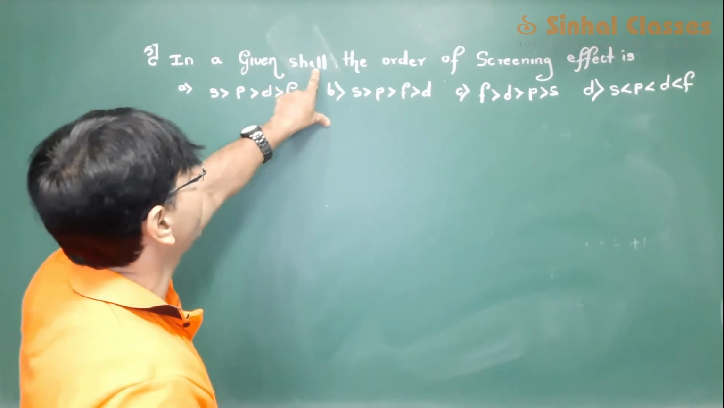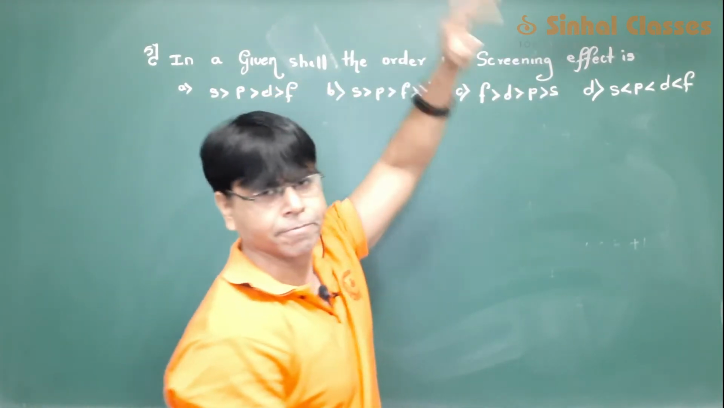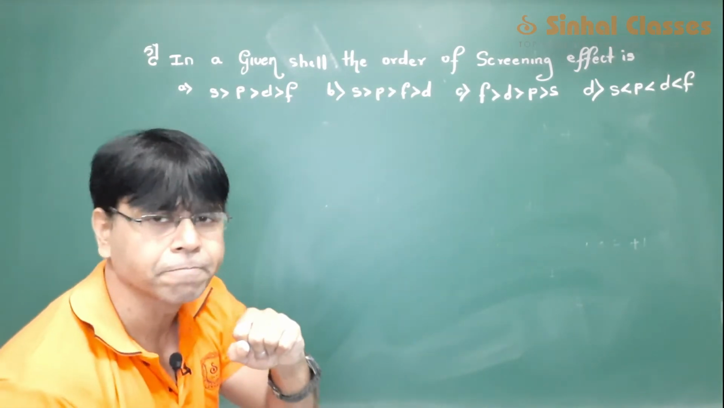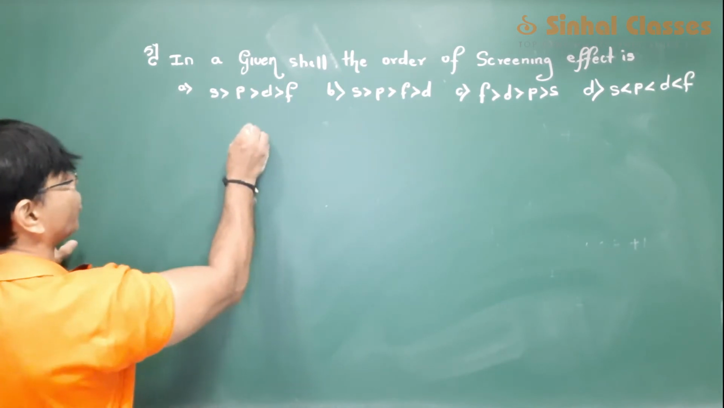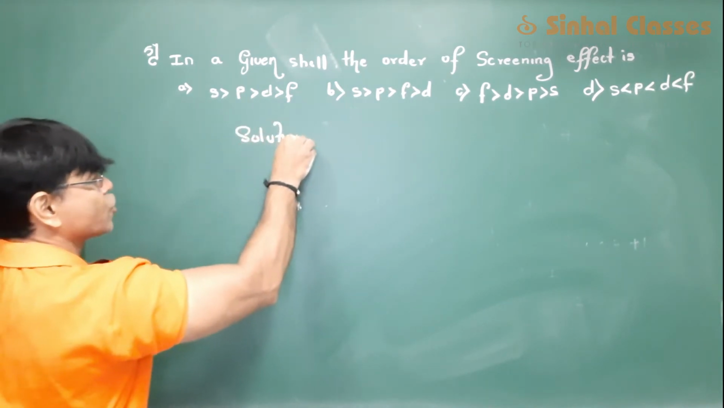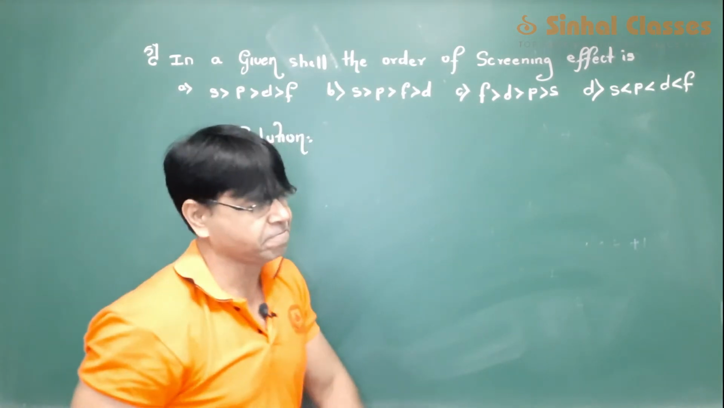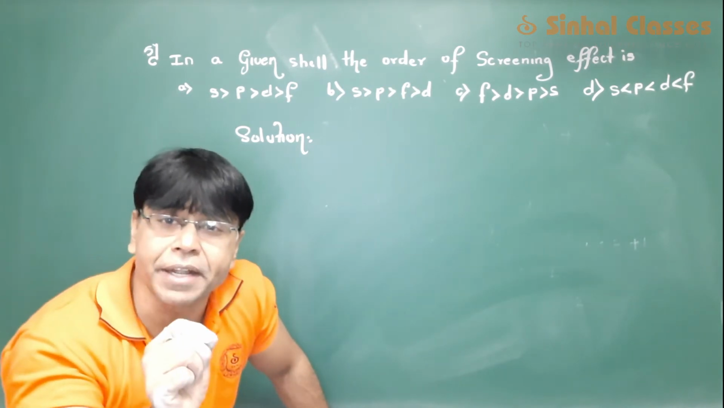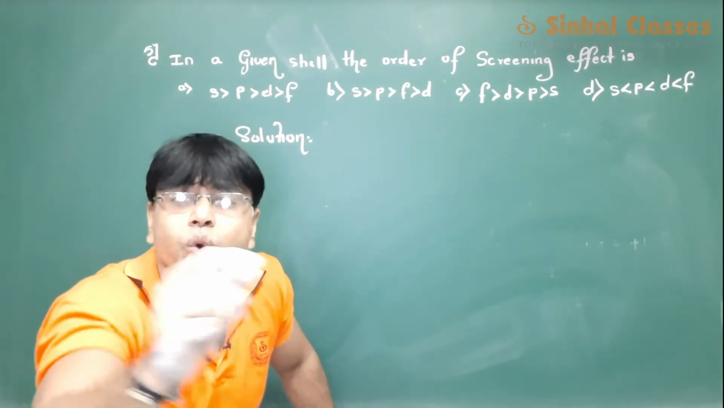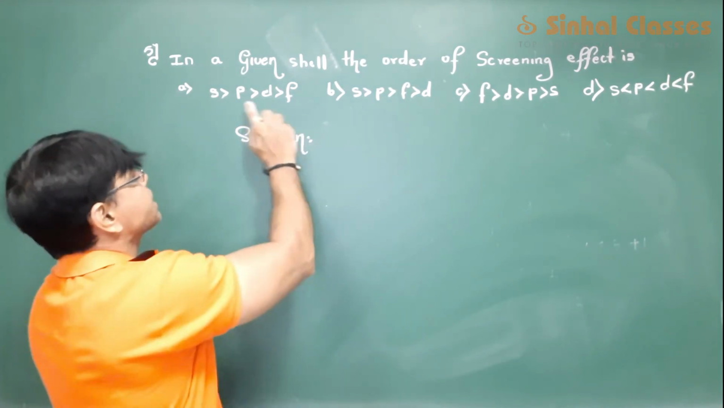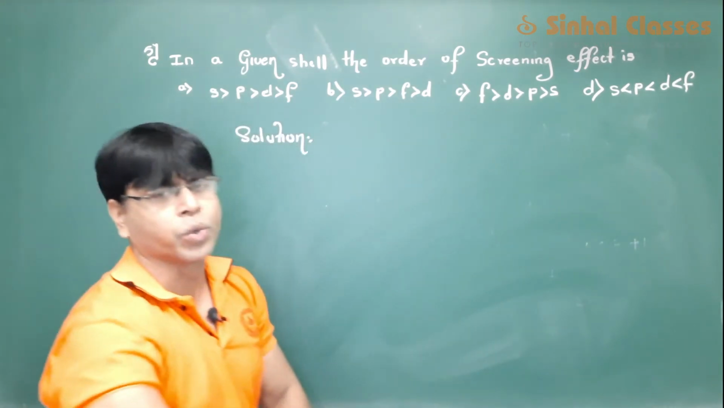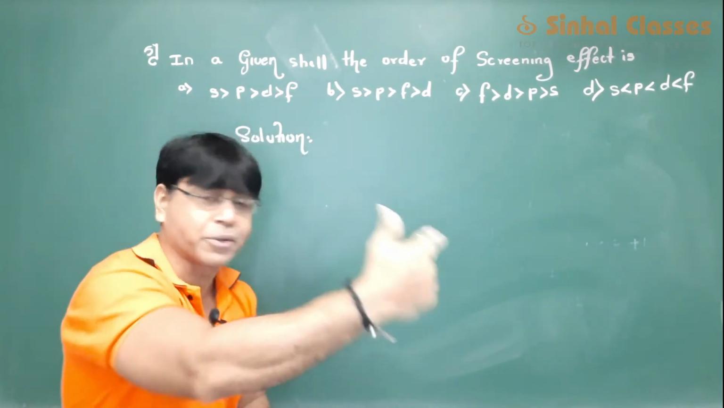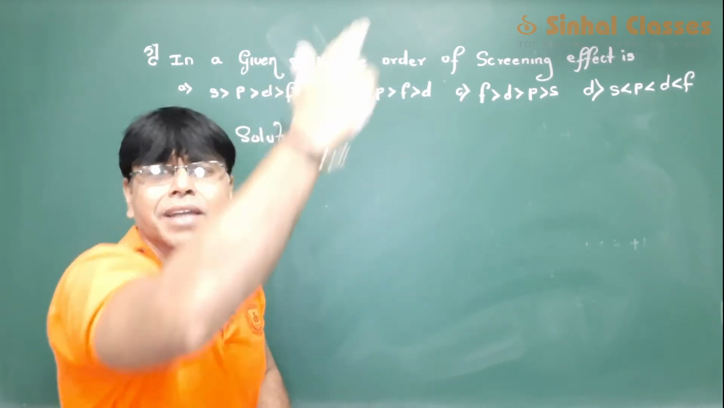In a given shell, the order of screening effect is... You want to know about screening effect. We all know that the s orbital is very close to the nucleus as compared to p, d and f. Screening effect depends on effective nuclear charge. Since the s orbital is very close to the nucleus, it will experience a higher effective nuclear charge compared to p, then d and the last f.